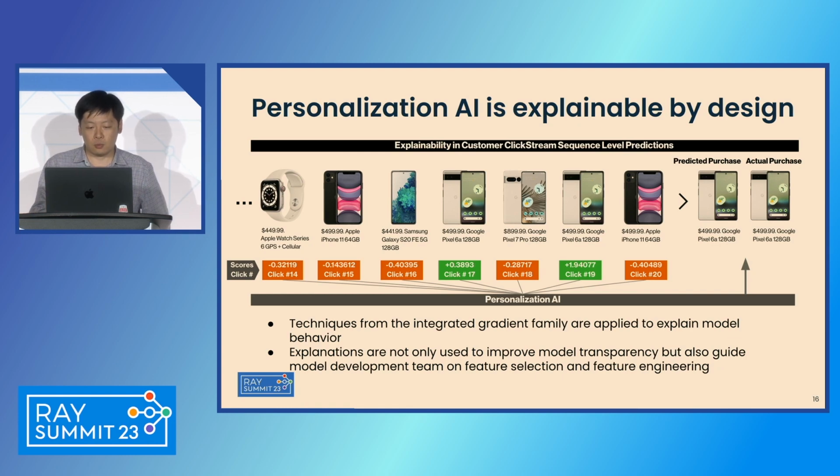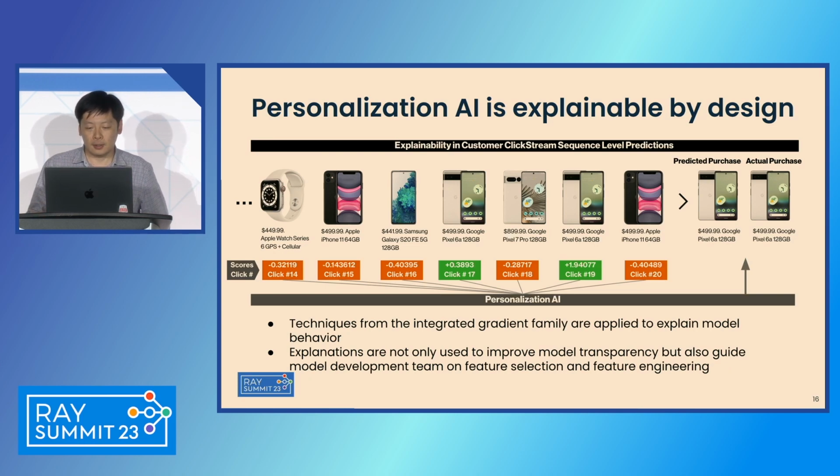What this example shows is that there are certain clicks from the customer that positively contribute to the final output of the model. Those are not the last click by the customer. Instead, those are the second to last and the fourth to last clicks that positively contribute to the final model outcome.